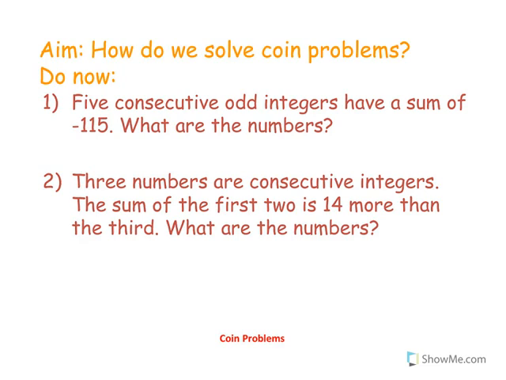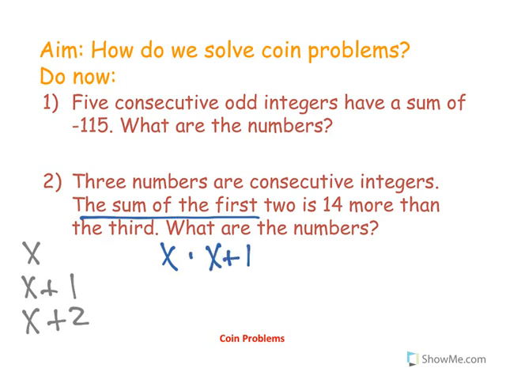So 3 consecutive integers, so we'll call them x, x plus 1, and x plus 2. And it says the sum of the first 2. Okay, so let's stop there, right? The first is x, the second one is x plus 1, and we want their sum. So x plus 1. It says is 14 more than the third. Right, that's pretty easy then. The third is x plus 2, and it's 14 more than that.